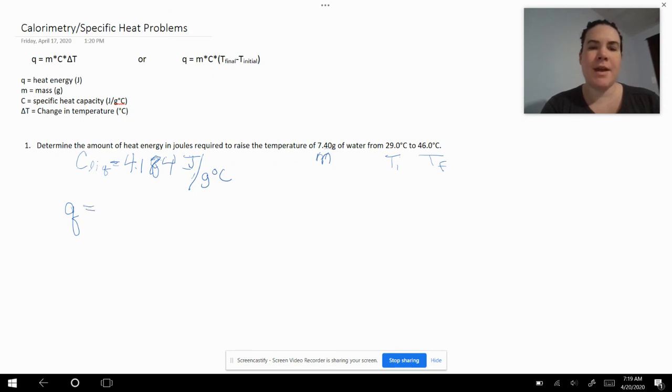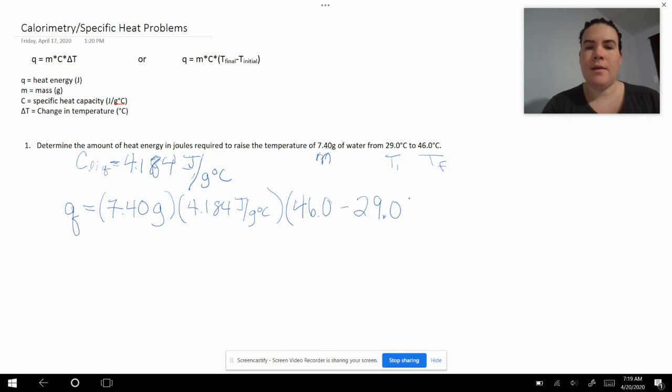So Q equals the mass, so that's the 740 grams, times the specific heat capacity, 4.184. And then the temperature goes from 29 to 46, so our final is 46. Keep that 0.0 for sig figs. And then we plug that into our calculator. So we do the subtraction first, then multiply everything out, and we want to round that to 3 sig figs for our answer, which gives us an answer of 526 joules.